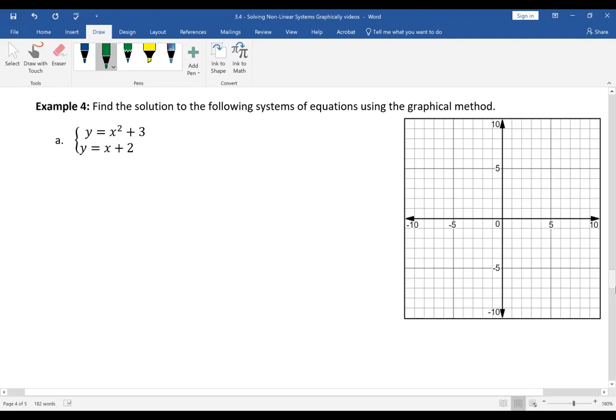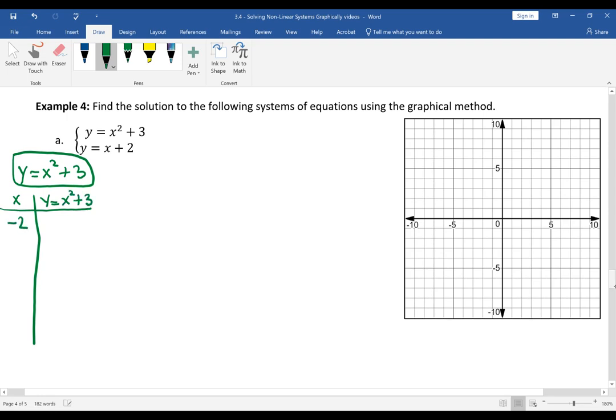Example 4. Find the solution of the following system of equations. In order to solve the system, we have to graph both equations. So I'm going to start with the first equation, y equals x squared plus 3. Let's build a table of values. We have x, and then y equals x squared plus 3. Let's give value to x. I'm going to choose negative 2, negative 1, 0, 1, and 2.